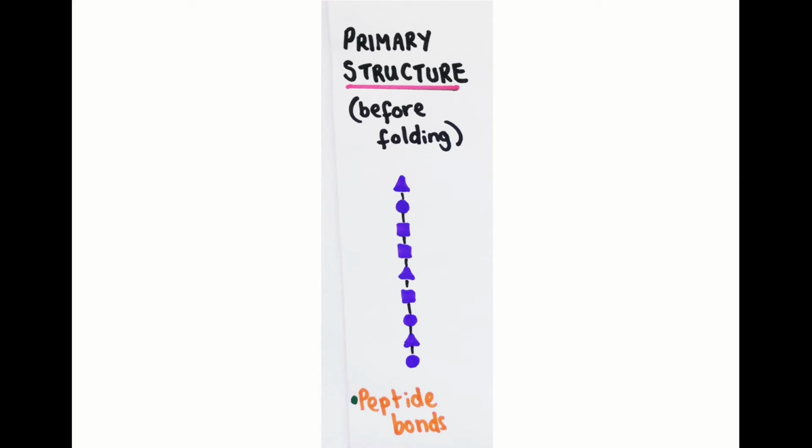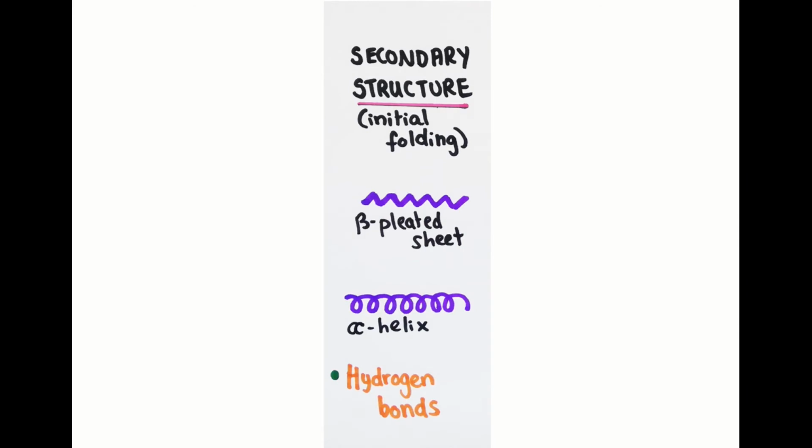Amino acids are first linked together in a particular order. We call the amino acid sequence of a protein its primary structure. Depending on the order of the amino acids, sections of the polypeptide chain arrange themselves by forming hydrogen bonds with neighbouring amino acids in the chain. This results in either a spiral arrangement called an alpha helix or a zigzag arrangement called a beta pleated sheet. We call this first bit of folding a protein's secondary structure.